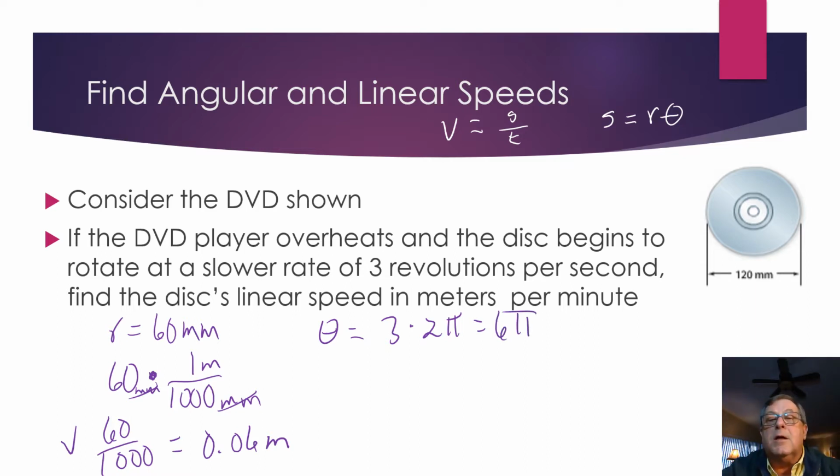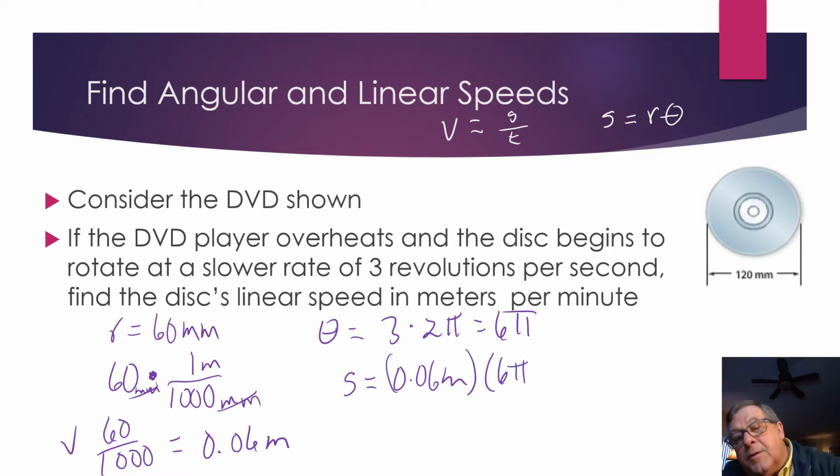All right, so now, what is my arc length, my S? Well, that's going to be the radius. S is going to equal the radius, which we said is 0.06 meters, times 6 pi, let me put this unit of measurement, radians per second.